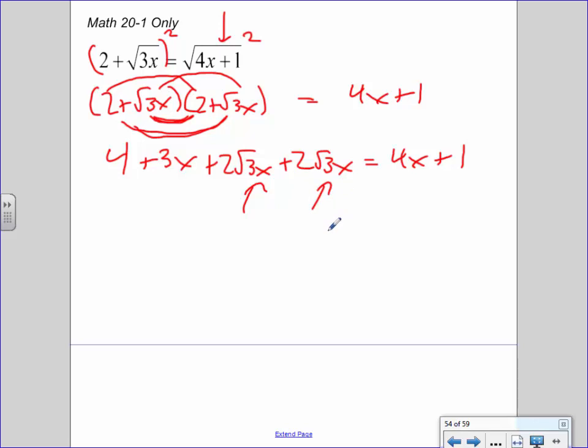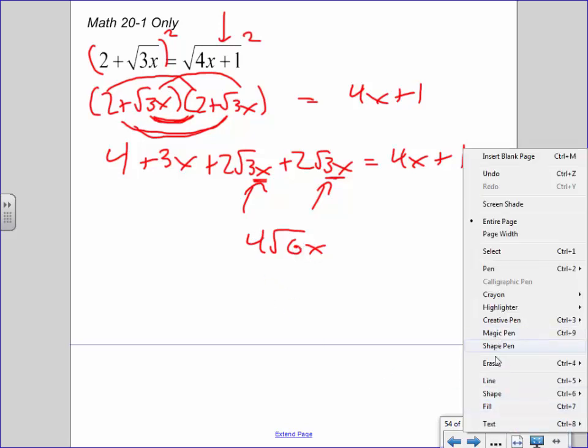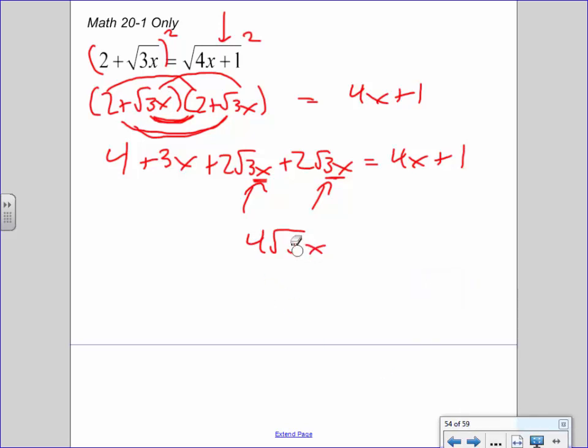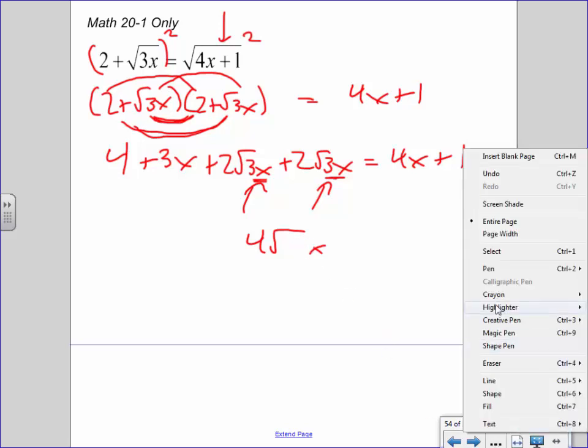But here's the good news. These ones right here are like radicands. So I can put them together. So if I have 2 root 3x plus another 2 root 3x, I actually have 4 root 3x. Good, so you're stopping. No, I did that on purpose. Don't add the radicands. The radicands stay the same. I hope you caught that, right?